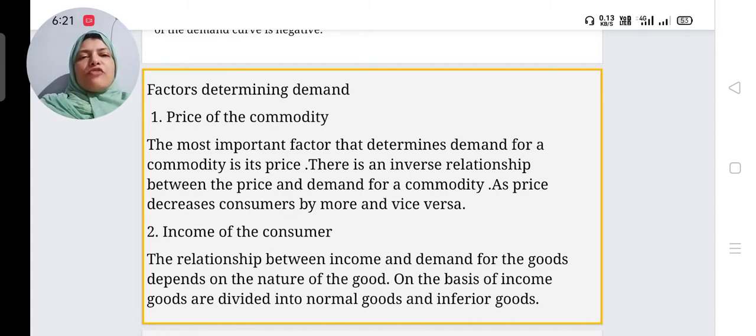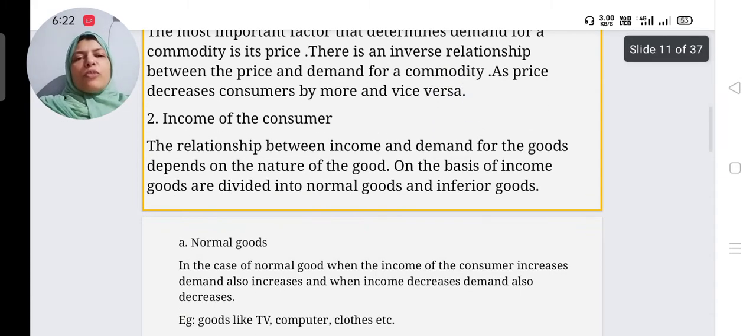There is an inverse relationship between price and demand for a commodity. As price decreases, consumers buy more and vice versa. When price decreases, we are ready to buy more. When price is high, we will purchase less quantity. So, price of the commodity is the most important factor.